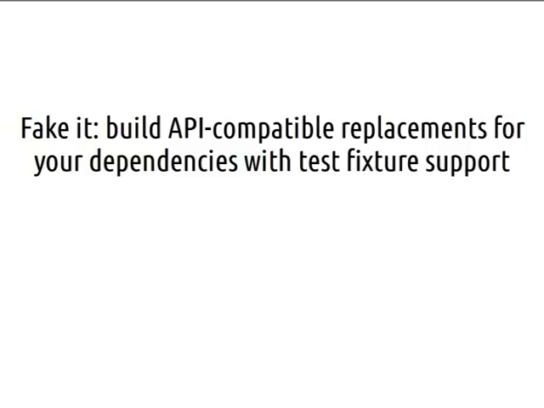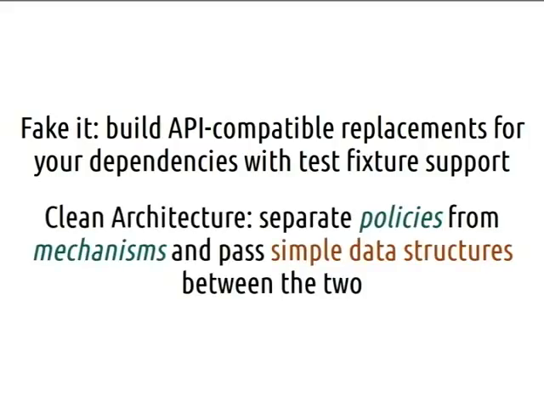And so fake it, the idea of faking it, again, this sort of high-level definition, is build an API-compatible replacement for your dependencies with some sort of test fixture support, whatever that looks like, right? Again, very, very sort of generic and hand-waving. But again, think of those examples, right? Mock. This is what all these libraries do. The clean architecture says something pretty different. It says separate policies from mechanisms, and pass simple data structures between the two. And so for the rest of this talk, I'm going to try to unpack that. What in the world does that mean?